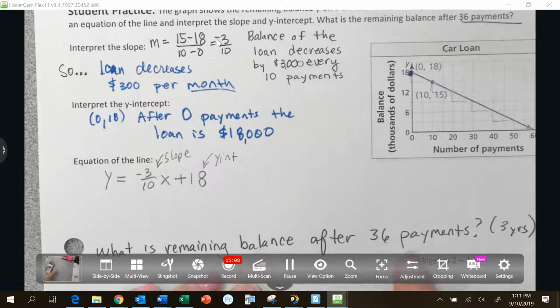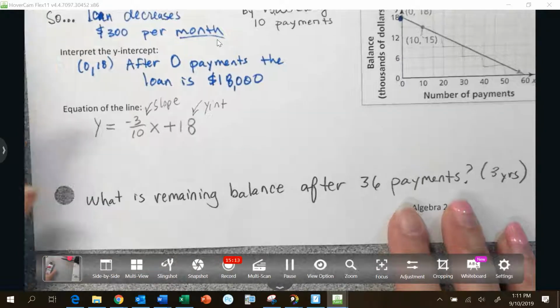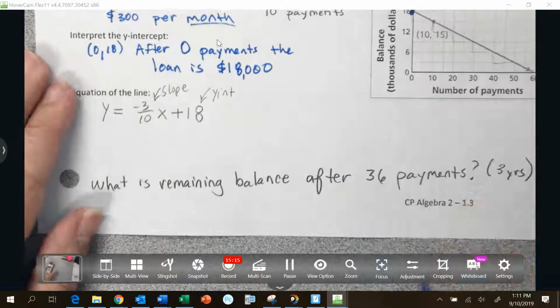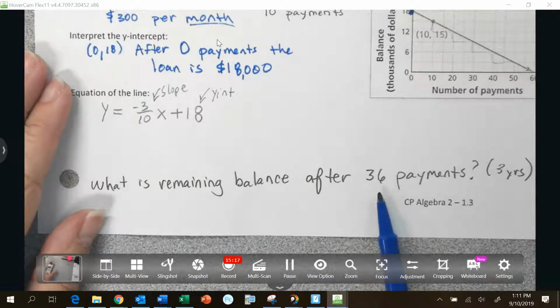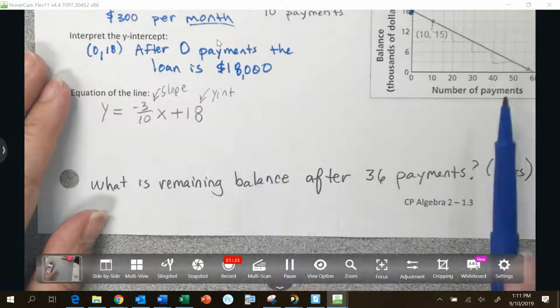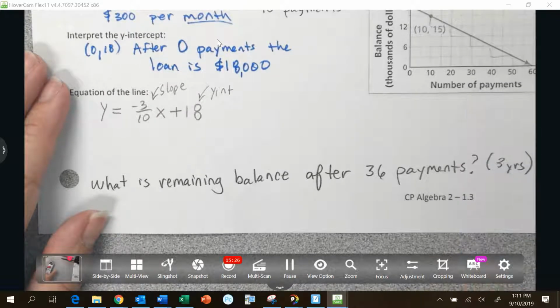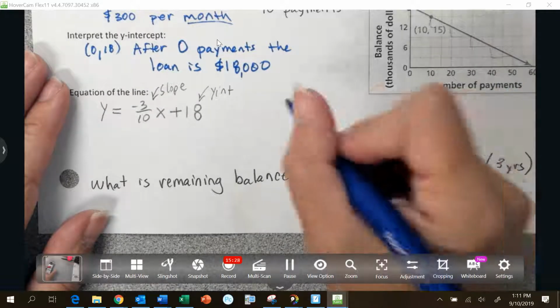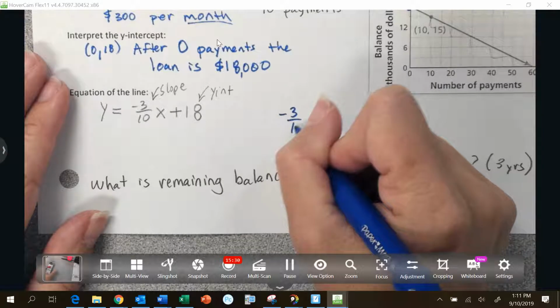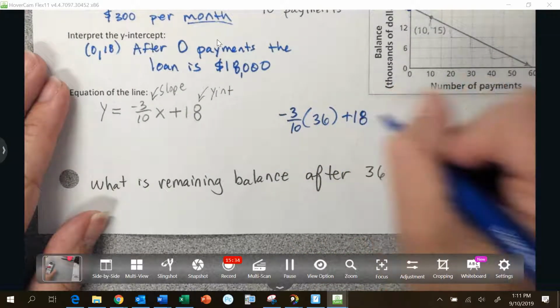What is the remaining balance after 36 payments? So after 3 years, how much money do you still owe? Where is 36 going to go? Is that going to go in the y value or the x value? How do you know? When you look at your table, that's where your x's are. Number of payments is x. So we're going to do negative 3/10 times 36 plus 18.